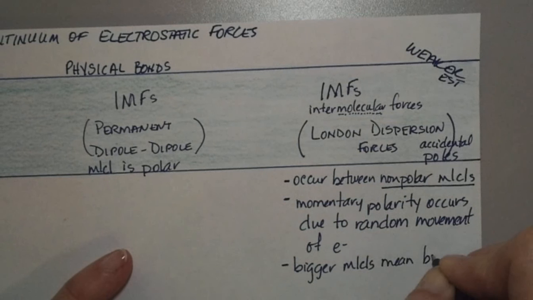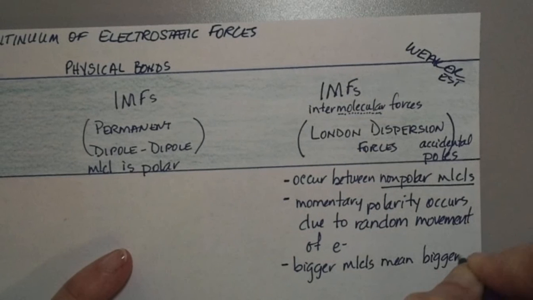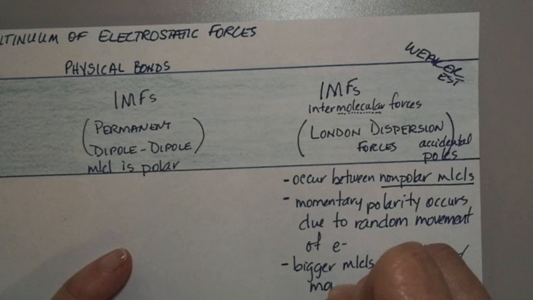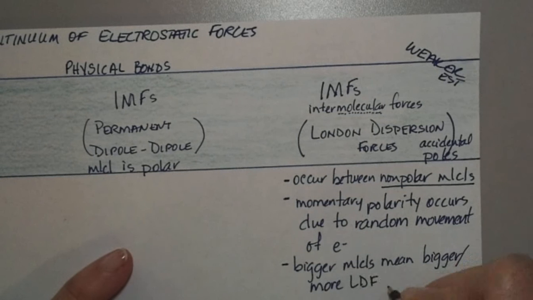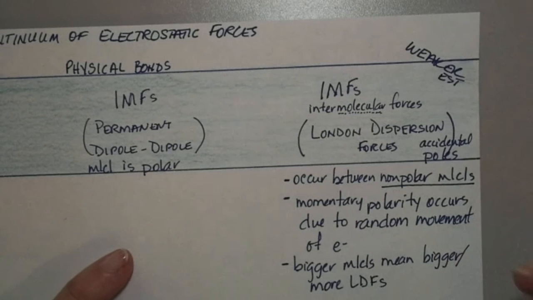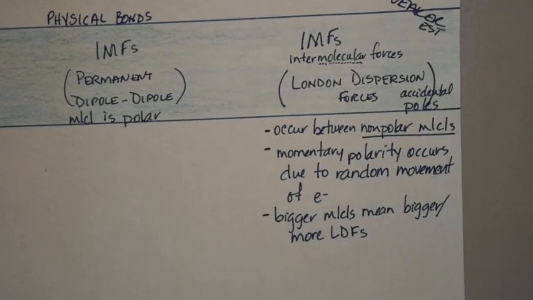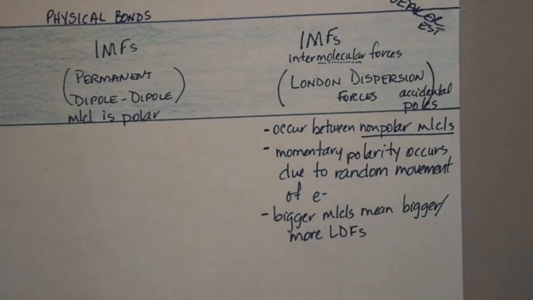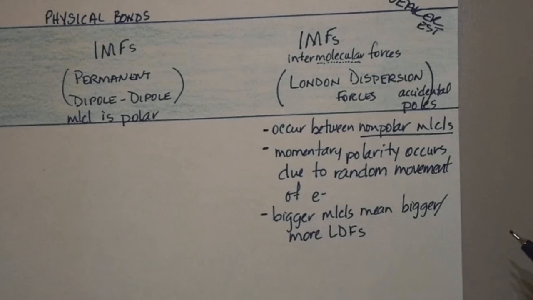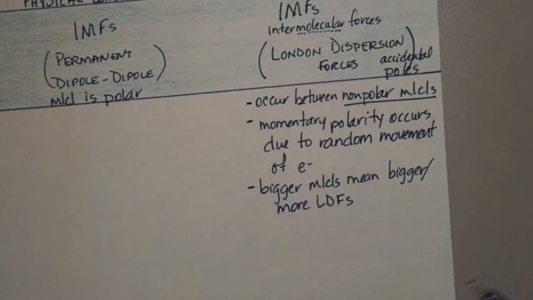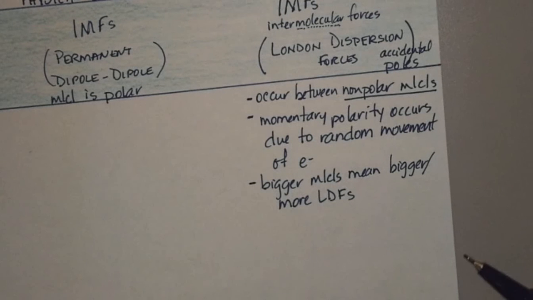And I'm going to call it LDF just because I don't want to write out London dispersion forces. I don't think they abbreviate that. They don't abbreviate it on the test. Just London dispersion forces. So that's my abbreviation, not the standard abbreviation. So the bigger molecules means you're going to have bigger LDFs or more LDFs, if these are the only intermolecular forces.